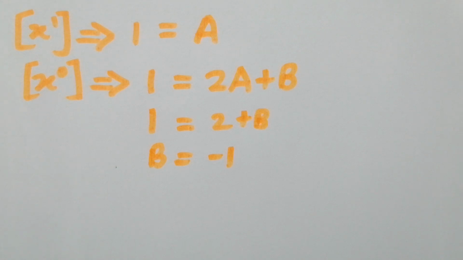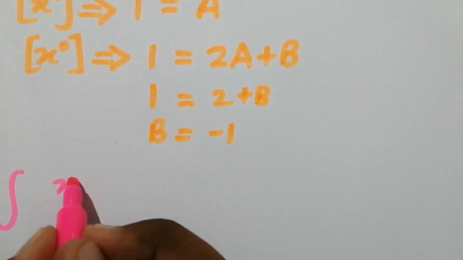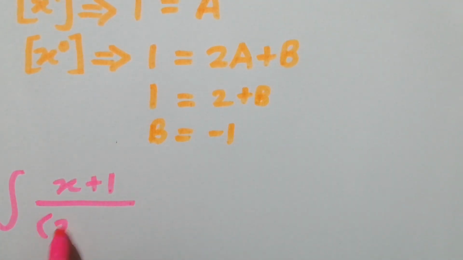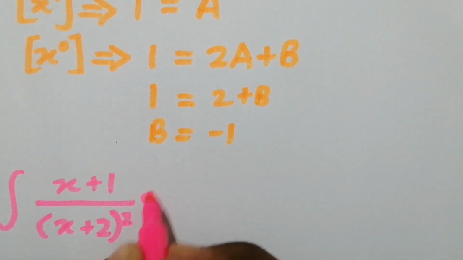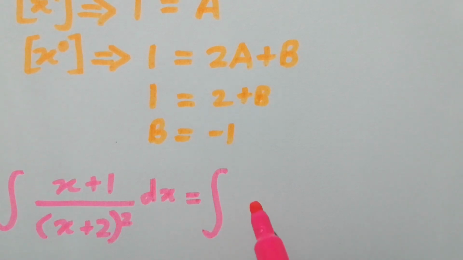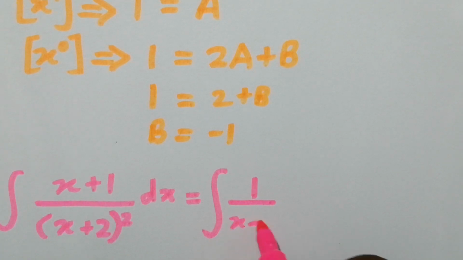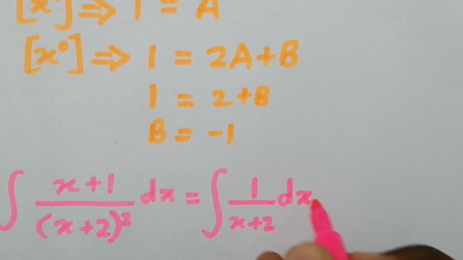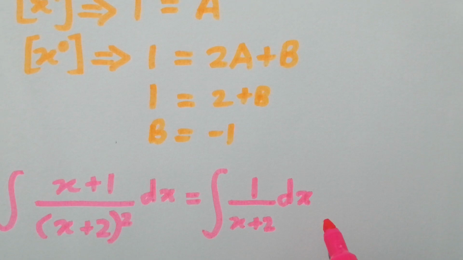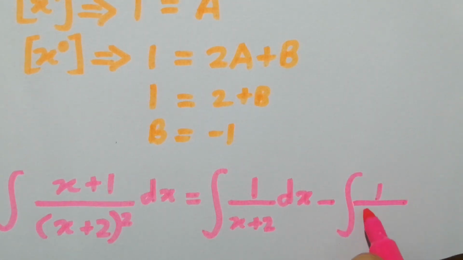Now I can express this integral of x plus 1 upon (x plus 2) whole squared dx as integral A upon x plus 2. Here we have found A as 1, then 1 upon x plus 2 dx plus B upon (x plus 2) whole squared. I have found B as minus 1, then I can write minus integral 1 upon (x plus 2) whole squared dx.